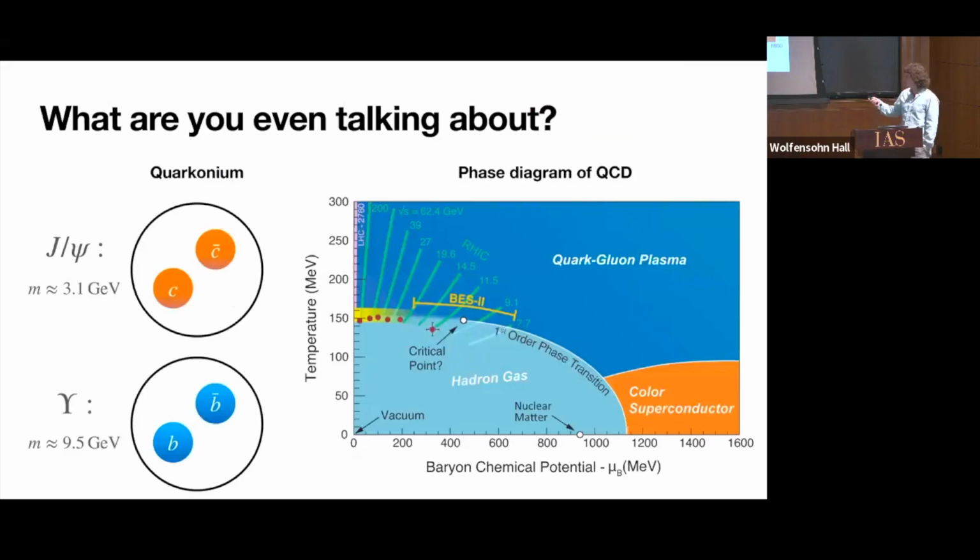Quarkonium, on one hand, is a bound state of heavy quarks. A CC bar pair we call J psi, a BB bar pair we call upsilon. They have well measured masses. And the other crucial part of the title of my talk is plasmas. Specifically, I care about QCD and its high temperature limit, where we have a quark-gluon plasma.